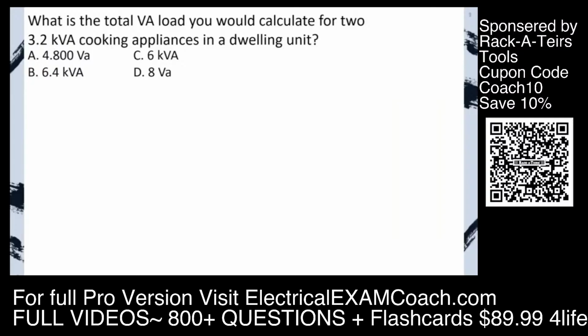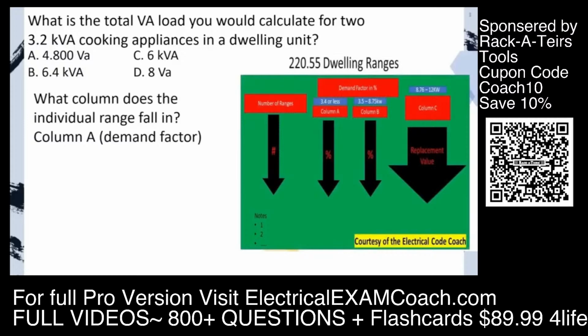What is the total connected load you would calculate for 2 3.2 kVA cooking appliances in a dwelling unit? First question we're going to ask is, what column does our individual range fall in? Ours falls into column A. Now let's find our total connected load. We take and multiply it out, and we end up with 6.4.